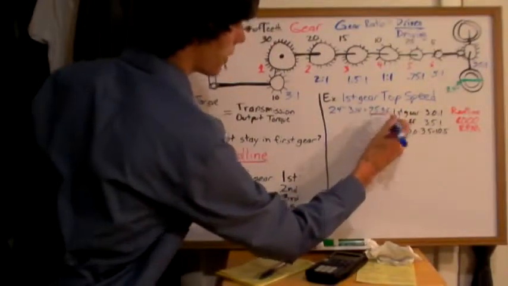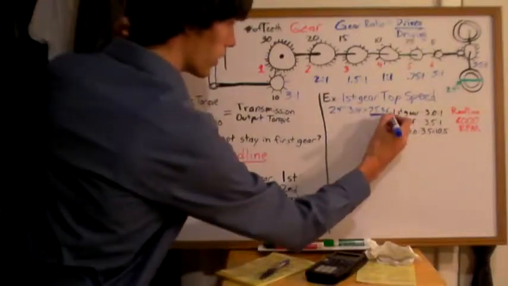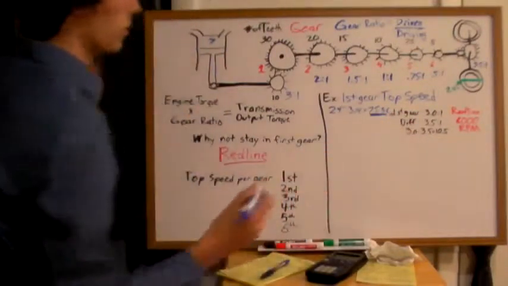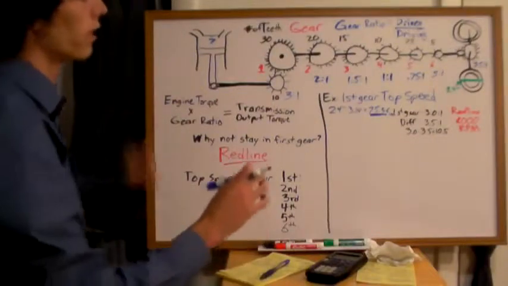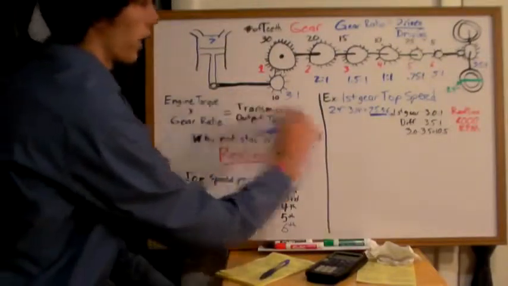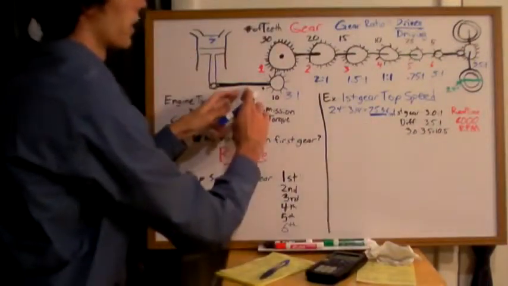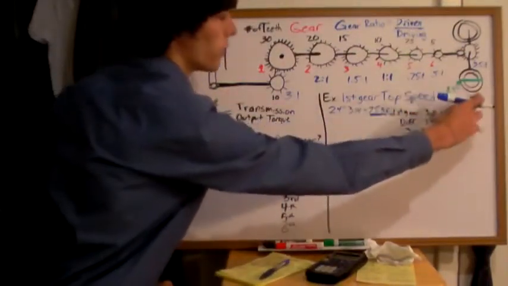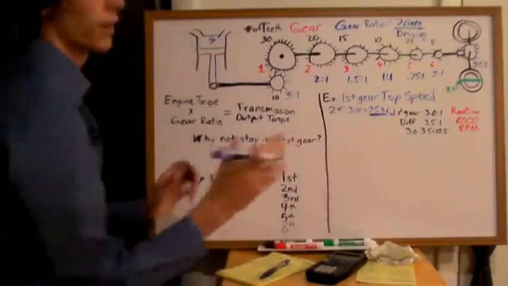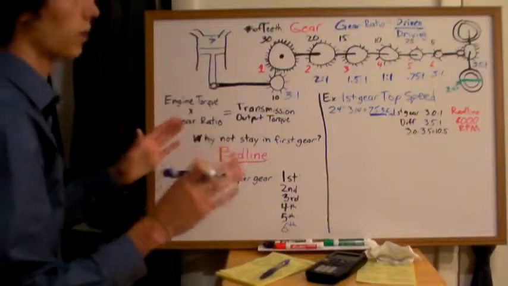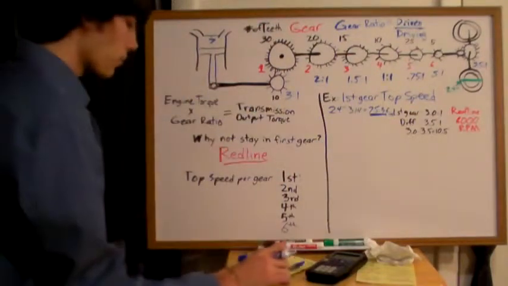75.36. Now this distance right here is in inches, and that's going to be the distance you travel with 10.5 revolutions of your crankshaft. So every 10.5 revolutions of your crankshaft, you've got 1 revolution of the tire. The tire circumference is 75 inches. So that's how far you go with 10.5 revolutions of your crankshaft.